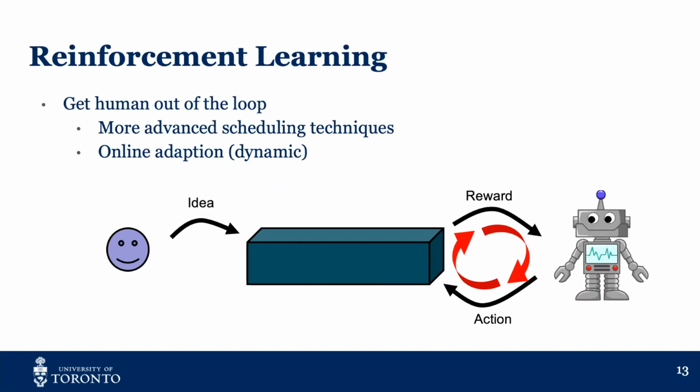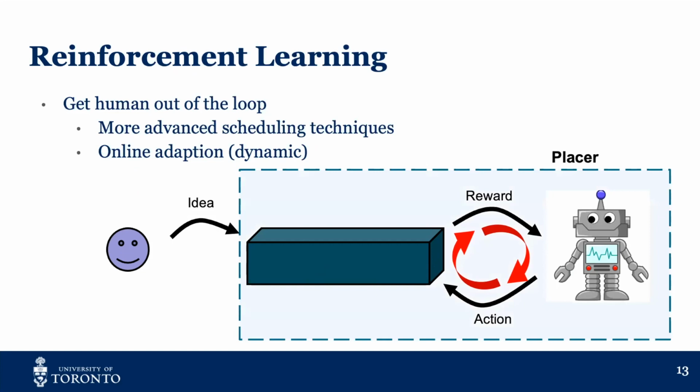So in this thrust, we try to actually get the human out of the tuning loop and use a reinforcement learning agent instead to be part of the loop. And instead of having a static schedule for the different move types, we can have an online or dynamic adaptation for which move type to choose for every annealing state, FPGA architecture, or circuit to be placed.